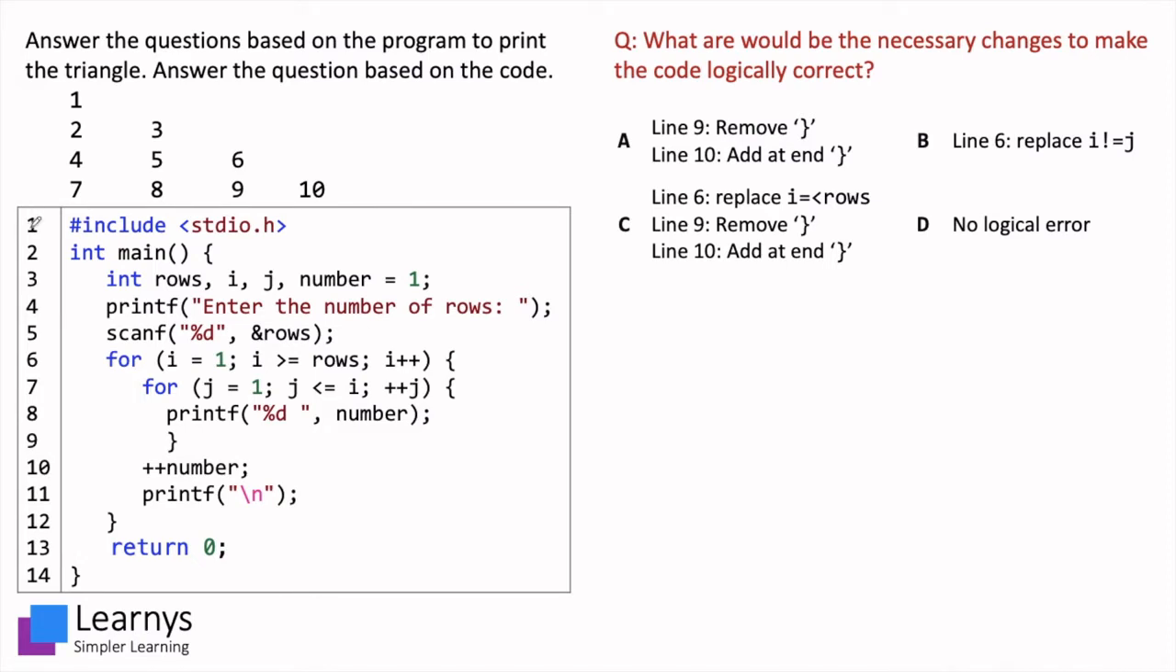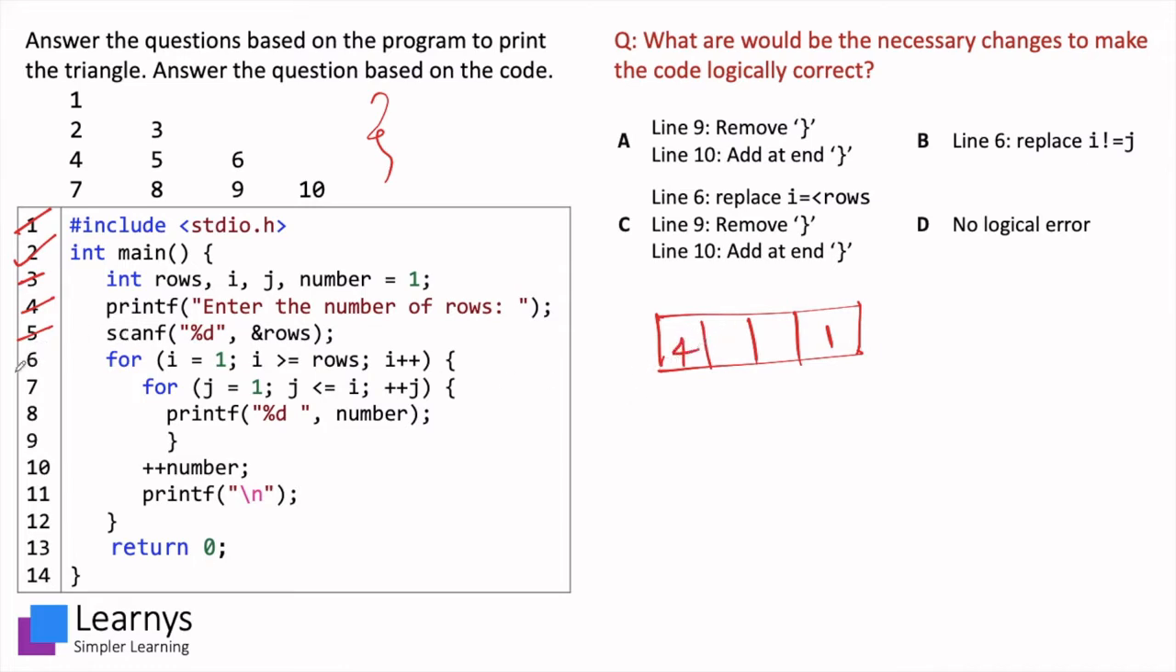You'll see that the first two statements are not of importance. They're syntactically correct. In the third statement, we are declaring variables. The first one being row, second one being I, third one being j, and the fourth one being numbers with the value 1. Then we are inputting the value of rows from the user. Say we have to print out this case, we'll be using value 4.